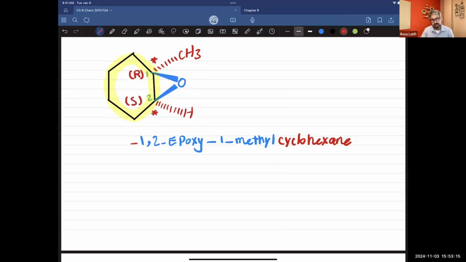Okay, now that I know I have R and S configuration, I need to show where they are. On the first carbon, I have R configuration, and on the second carbon, I have S configuration. So the correct name will be (1R,2S)-1,2-epoxy-1-methylcyclohexane.